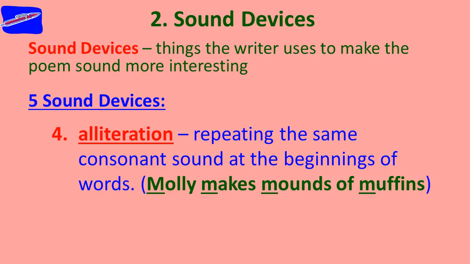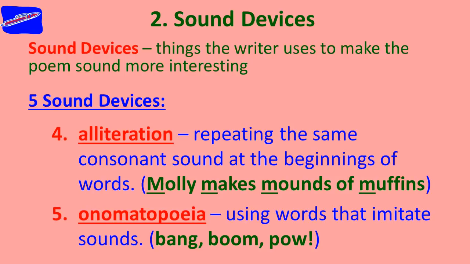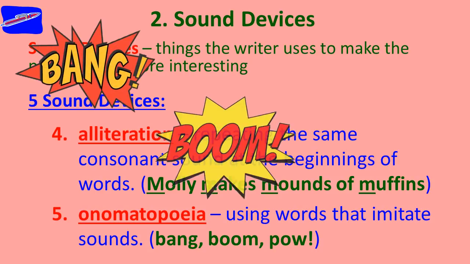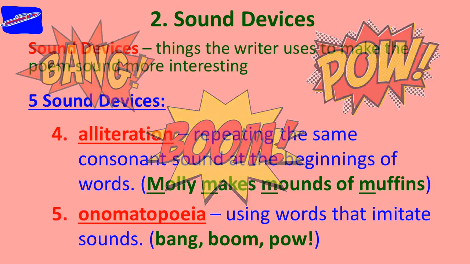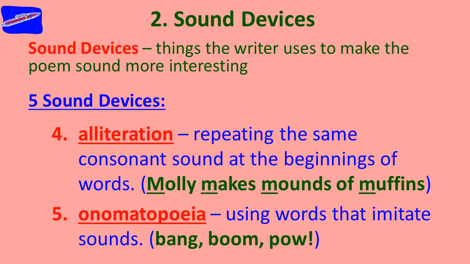Our last sound device is our old friend onomatopoeia, and I have to take my time when pronouncing that word because it's very hard to pronounce. Onomatopoeia is defined as using words that imitate sounds. So words like bang, boom, and pow are all examples. Like alliteration, onomatopoeia is often mistakenly referred to as figurative language. It's technically not figurative because, again, figurative language is language that's not meant to be taken literally. Bang, boom, and pow don't have alternate literal meanings, so we wouldn't consider them figurative language. We would instead consider them sound devices.